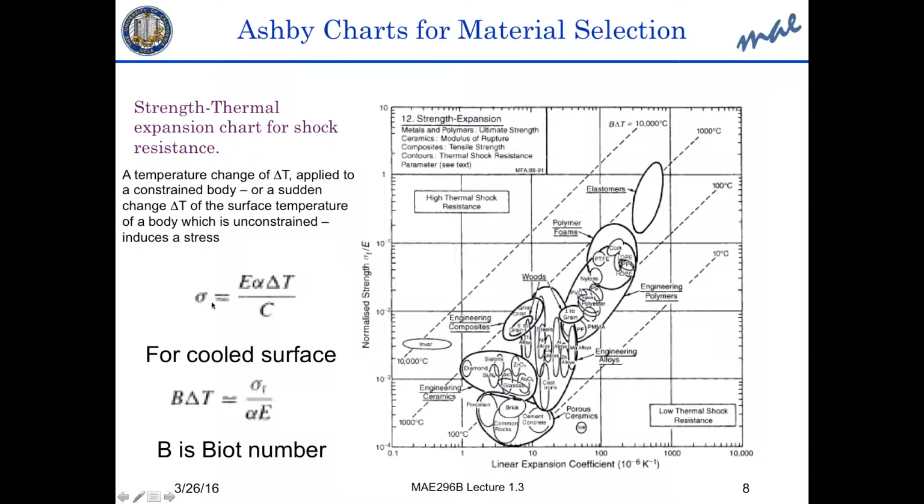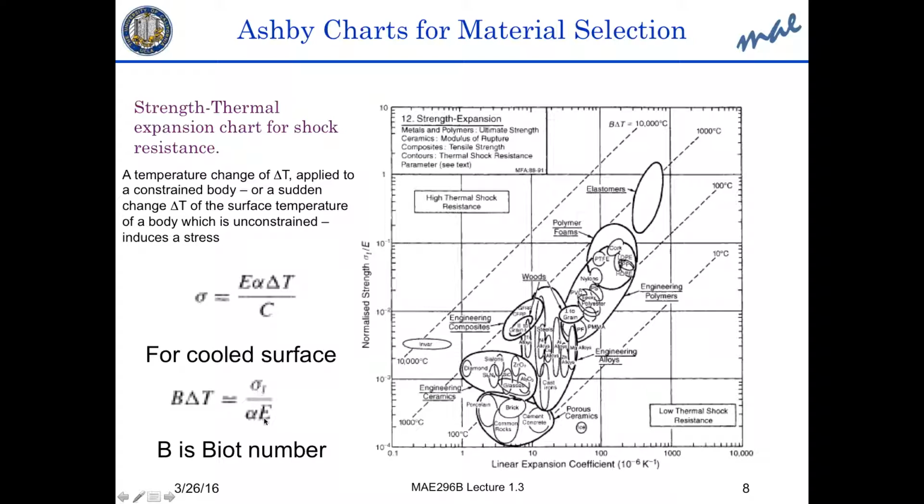So the stress is alpha E delta T. This is stress divided by a constraint factor C. And if we just want the delta T that causes fracture, then we have sigma, which is the fracture strength, times C divided by E alpha. If C is 1, then that would be a formula for delta T. But if we consider cooling, then we have to multiply by this Biot number, and that is kind of the way that Ashby constructed this chart.